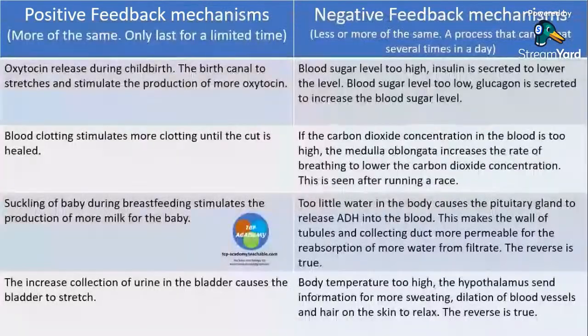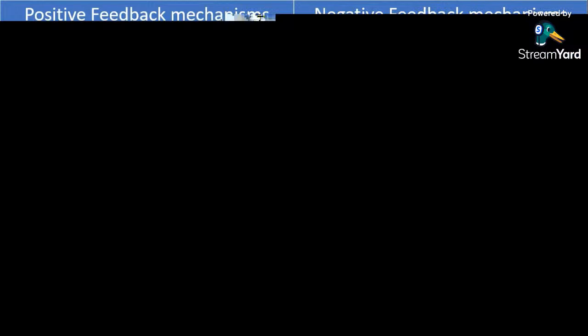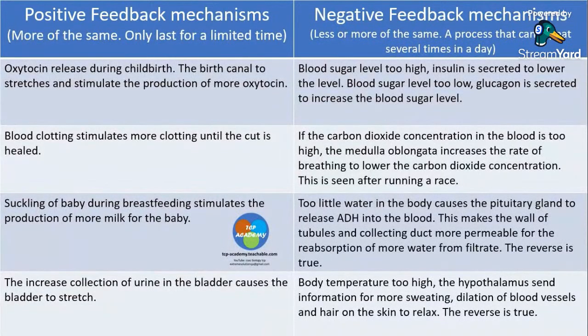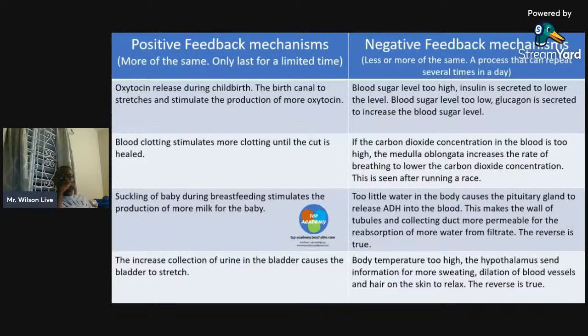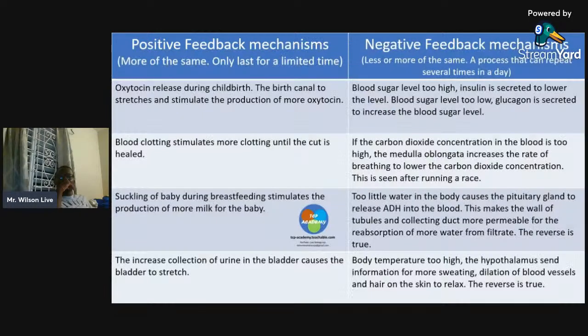Now, another thing one might relate to is having a cut. And as the blood clots, it will stimulate more clotting until the cut finally heals. Another example is a baby suckling, a baby being breastfed. As long as the baby is on the breast, it will stimulate the production of more milk. So if the mother wants to stop this milk production, she has to remove the baby from the breast. Now, the increased collection of urine in the bladder stretches the bladder, and of such, the bladder will, of course, hold more urine. All 4 are 4 nice examples of positive feedback mechanism.